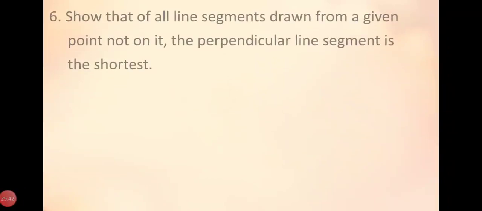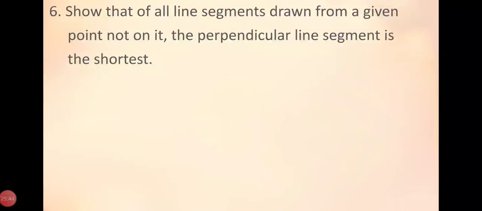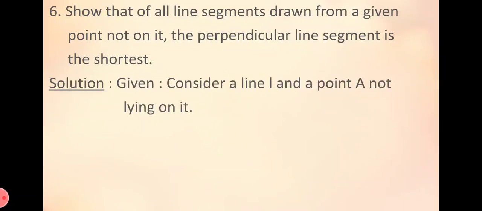And the last question of this exercise, question number 6: show that of all line segments drawn from a given point not on it, the perpendicular line segment is the shortest. Yes. Here for the solution, we write the given ourselves, because we have to suppose and then we have to show it. So we consider a line L and a point A not lying on it.